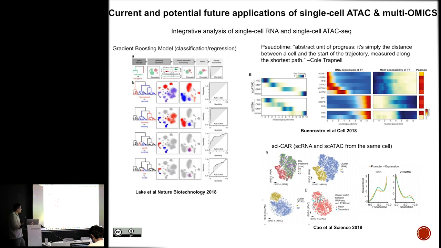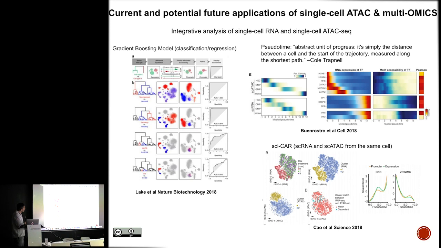So Lake et al. did single-cell ATAC-seq and single-cell RNA-seq from different brains. And then they wanted to integrate the two data types together. The way that they did that was they used this gradient boosting model, a classification regression kind of approach, where they started by first discriminating the clustering of the cells into cell type A and B by expression. They computed differential expression across their clusters, and then used that as a classification to predict differential accessibility.